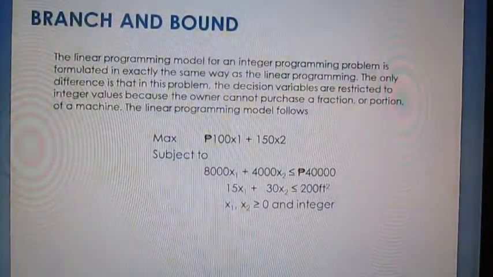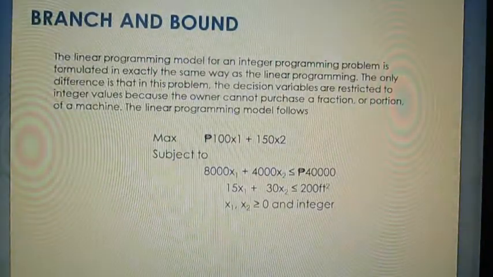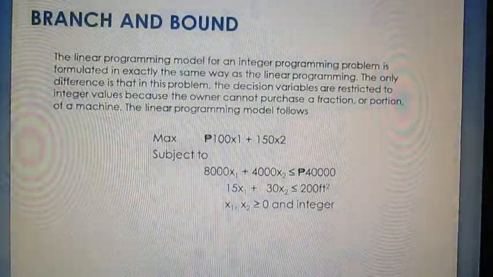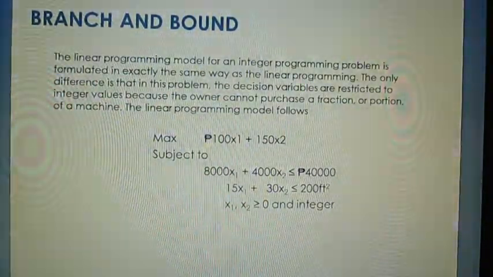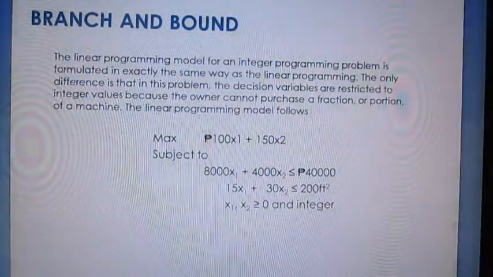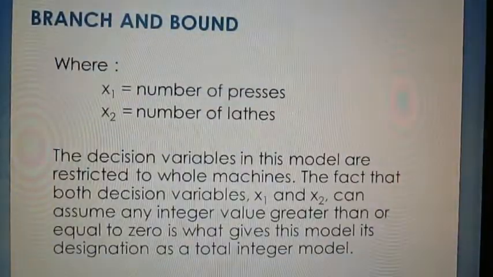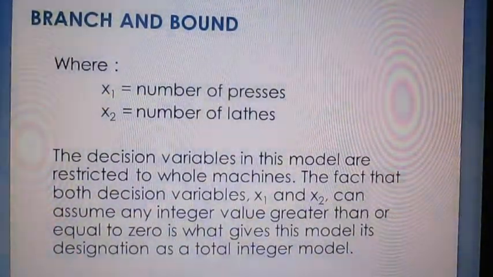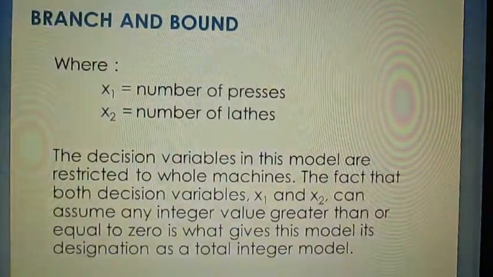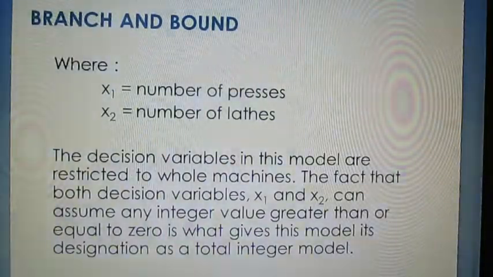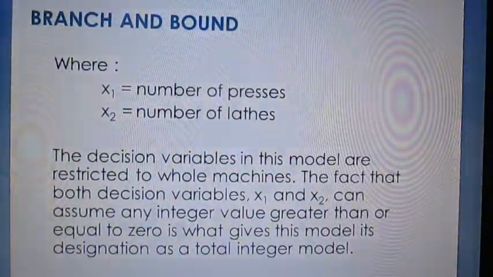Maximize 100x sub 1 plus 150x sub 2 subject to 8,000x sub 1 plus 4,000x sub 2 must be less than or equal to 40,000 pesos. Constraint number 2, 15x sub 1 plus 30x sub 2 must be less than or equal to 200 square feet. And x sub 1 and x sub 2 must be greater than or equal to 0 and integer, where x sub 1 is equal to the number of presses and x sub 2 is equal to the number of lathes. The decision variables in this model are restricted to whole machines. The fact that both decision variables x sub 1 and x sub 2 can assume any integer value greater than or equal to 0 is what gives this model its designation as a total integer model.